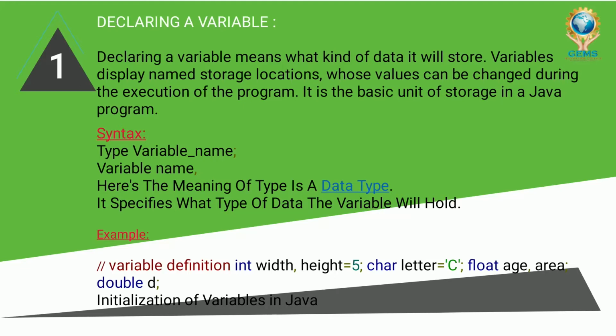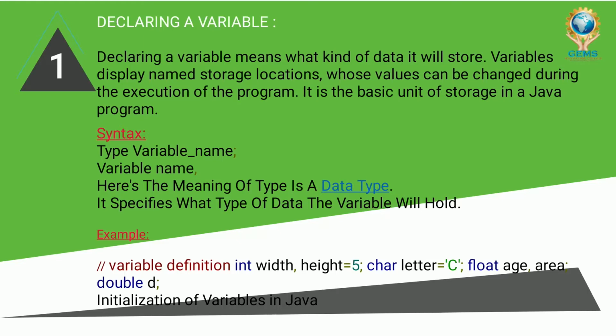Just look at here. Syntax of variable declaration. First, type. Type means what kind of data it is. Already I said the kind of data means integer, float, double, long, short, byte, boolean. Is it numeric data or alphabets? What kind of data is it? That is the type. Next, variable name.